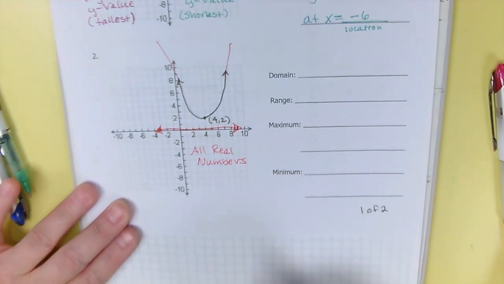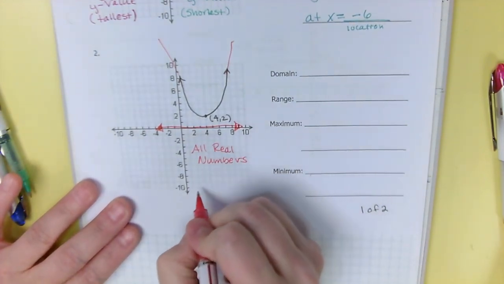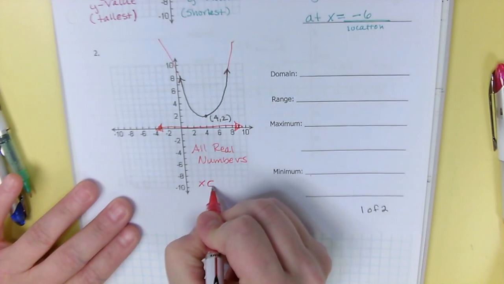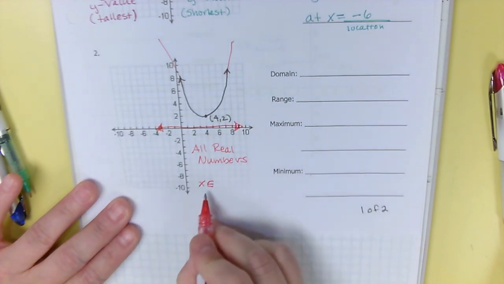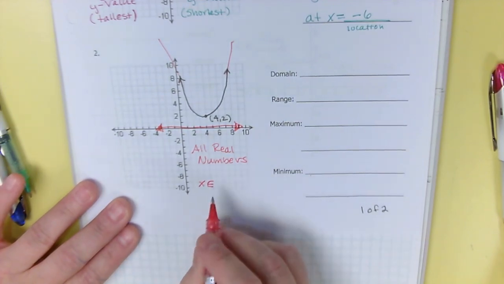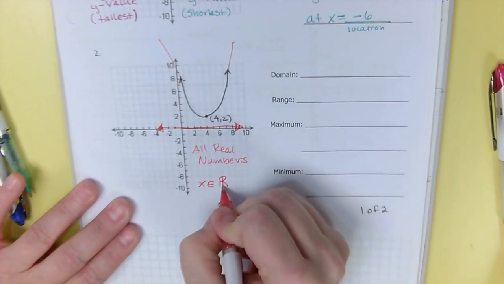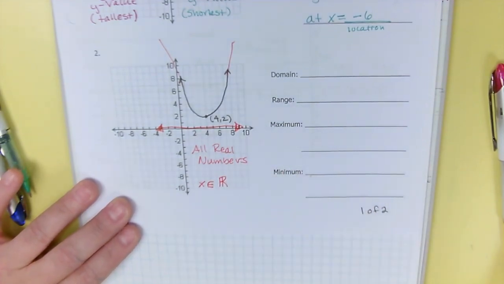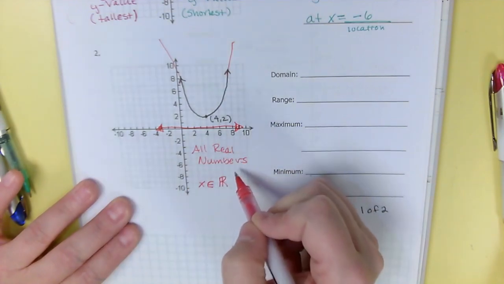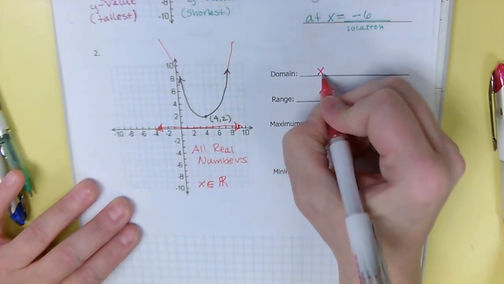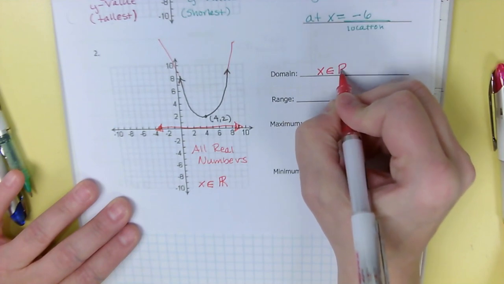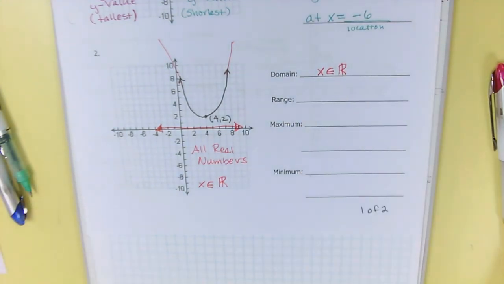And if you remember how to use that symbolically, it's x is an element of, so a small c looking thing with a straight line in it. That's an epsilon. And then real numbers is a capital R with a bar on it. So you can write out all real numbers, or you can write x is an element of the reals, which is shorter and a little bit more fun to write.